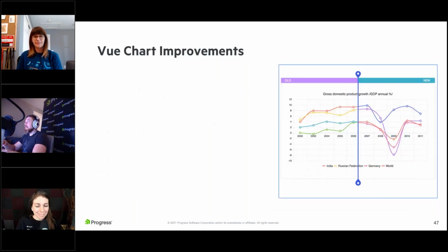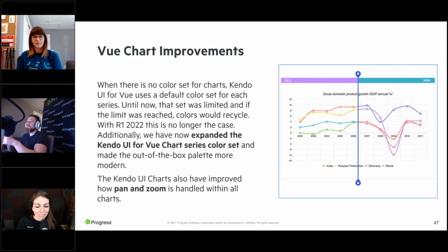And now the last improvement that we have to cover are the chart improvements. Specifically, what we've done here, as I mentioned on the jQuery side as well, is that we have expanded the number of colors available out of the box. So if you have 10, 20, 30 different series that you add into a chart, we ensure that you're not going to have any repeat colors, which actually could happen.